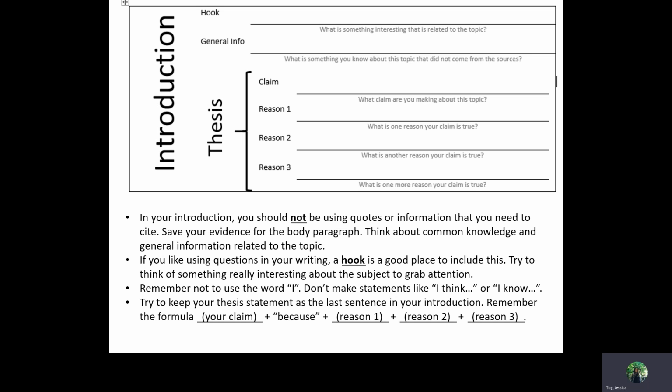Now I want to talk a little bit about organization. So you'll see here where it says introduction, hotel info. I'm going to give you a planning sheet that you can reference. Once you have these sentences filled in, you have your whole essay, okay? So you can use that as planning.